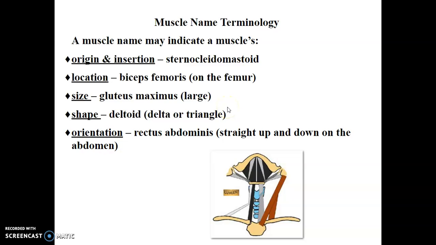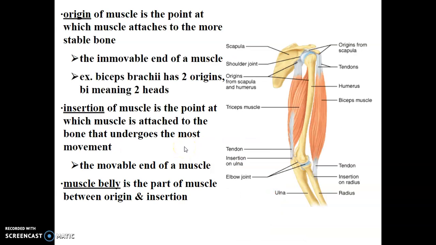So as we learn all these terms, whether through anatomical regions or from the skeleton even, we see that they come back. It can have to do with the size, maximus or medius, or the shape of it. The deltoid is a delta, or a triangle. And also sometimes the orientation. Rectus abdominis means it's erect, it's straight up and down. Okay.